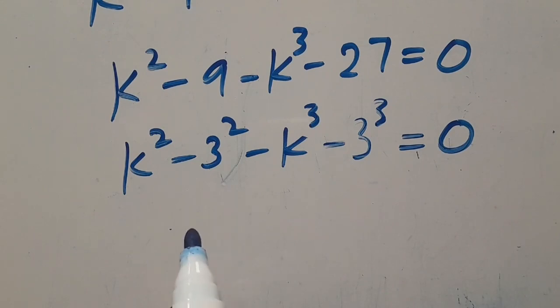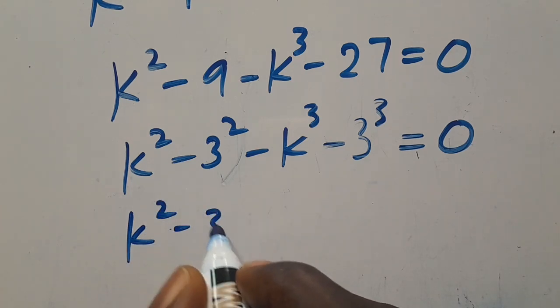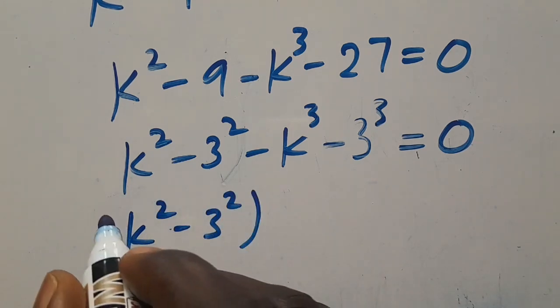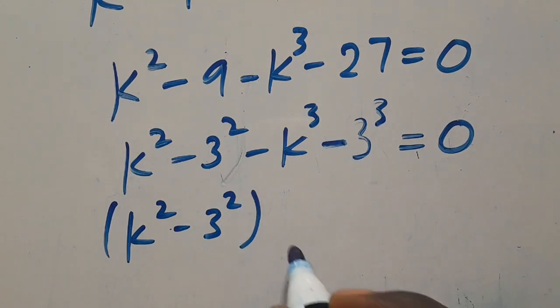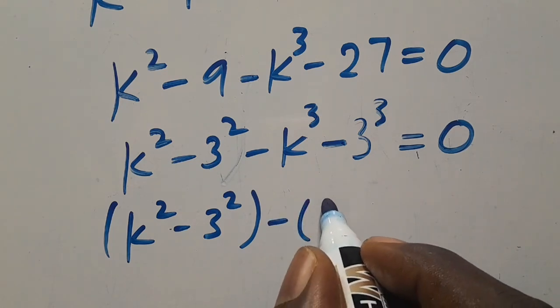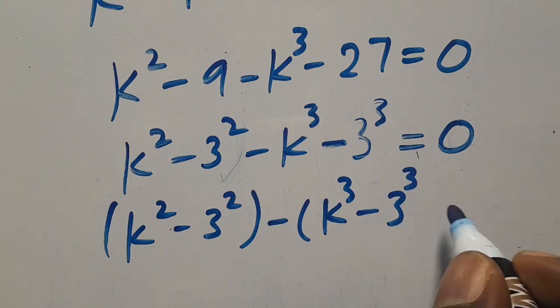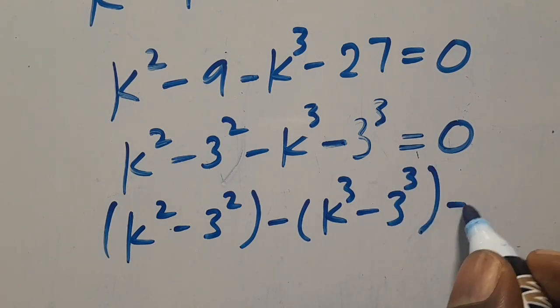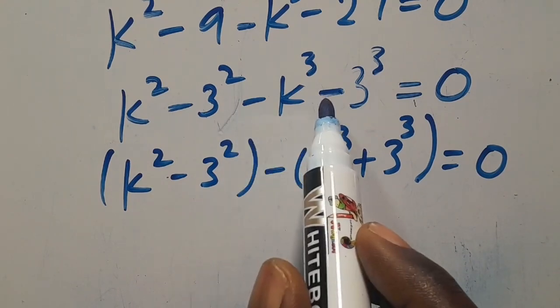So from here, let's group them in brackets as k to the power of 2 minus 3 to the power of 2, all in parentheses. Then this one has minus, this one also has minus. Let us factor it out: open bracket, k to the power of 3 minus 3 to the power of 3. We close the bracket, then set everything to be equal to 0. So therefore here will be plus when you factor minus outside here.